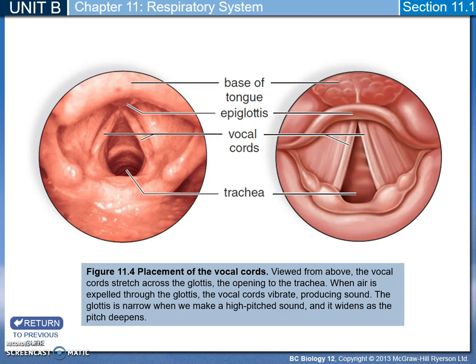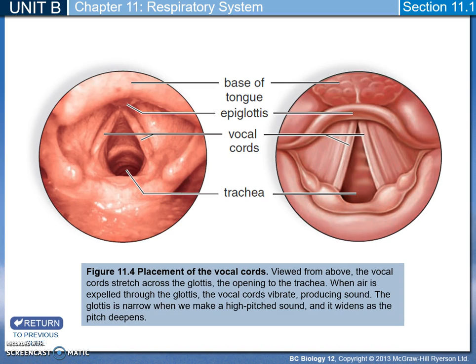So here's a couple of images. I imagine the one on the left is an actual photo of the vocal cords, and on the right is a diagrammatic representation of that. So you can see how they're oriented, and viewed from above, the vocal cords stretch across the glottis, which is the opening to the trachea. And so when air is expelled through the glottis, the vocal cords vibrate, producing sound.